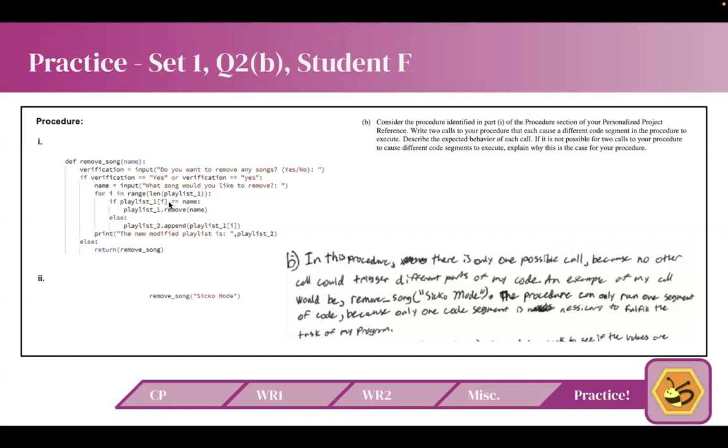So let's take a look at the procedure, right? Is there anything in the procedure that would allow two different segments of the code to run? Because this guy's claiming that there's not, right?